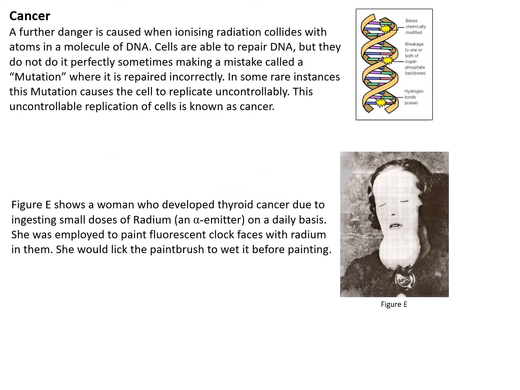Now, a further danger is caused when ionizing radiation collides specifically with atoms in a molecule of DNA. Cells are able to repair DNA, but they don't do it perfectly. Sometimes they make a mistake when they repair the DNA, and we call this mistake a mutation. In some rare instances, these mutations cause the cell to replicate uncontrollably. This uncontrollable replication of cells is often referred to as cancer.